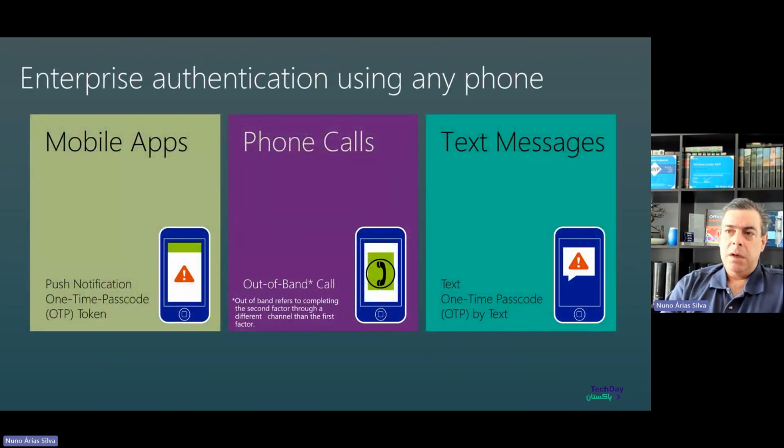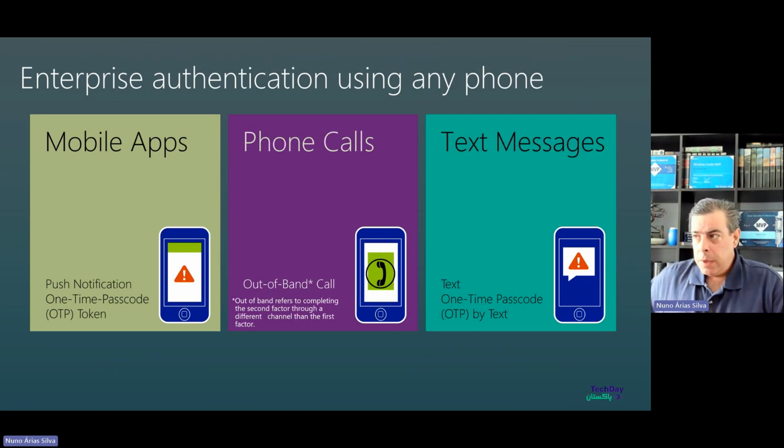Then you can use enterprise authentications using any phone. You can use the mobile apps that are available to every plan. You can have the push notification, one-time password token. You also have phone calls, where Microsoft will call you, and also text message.